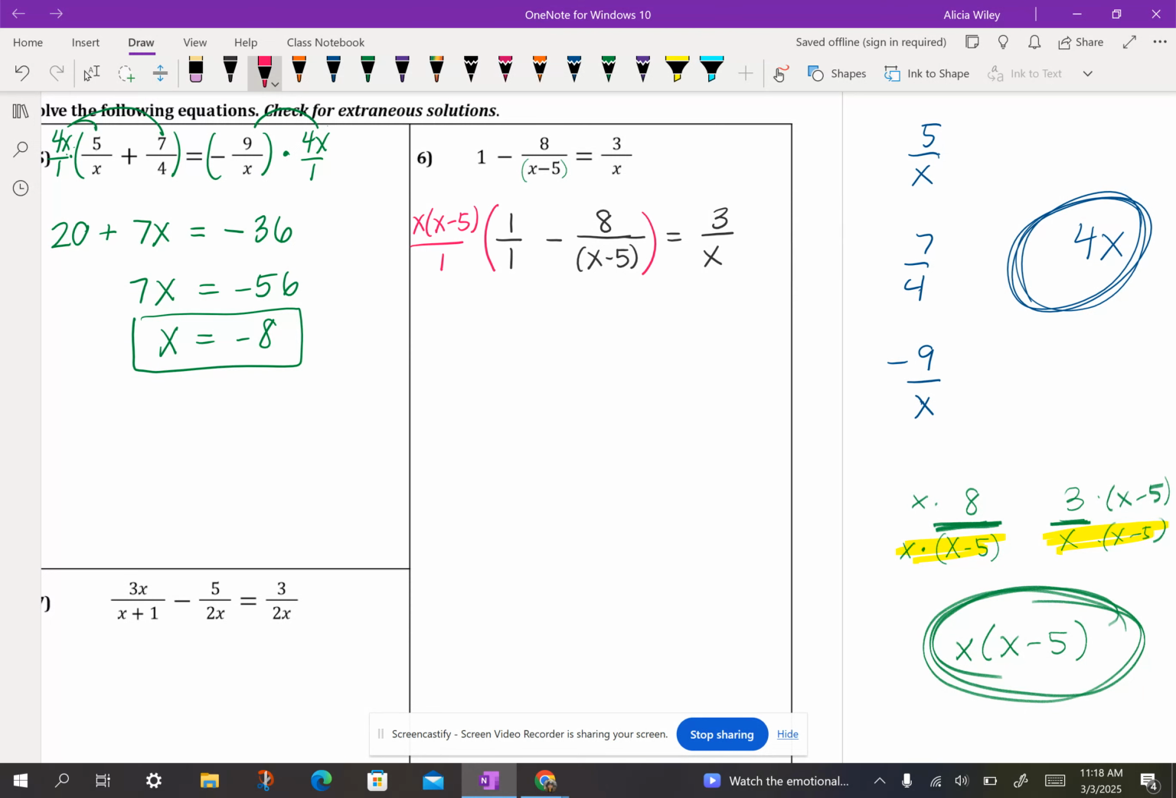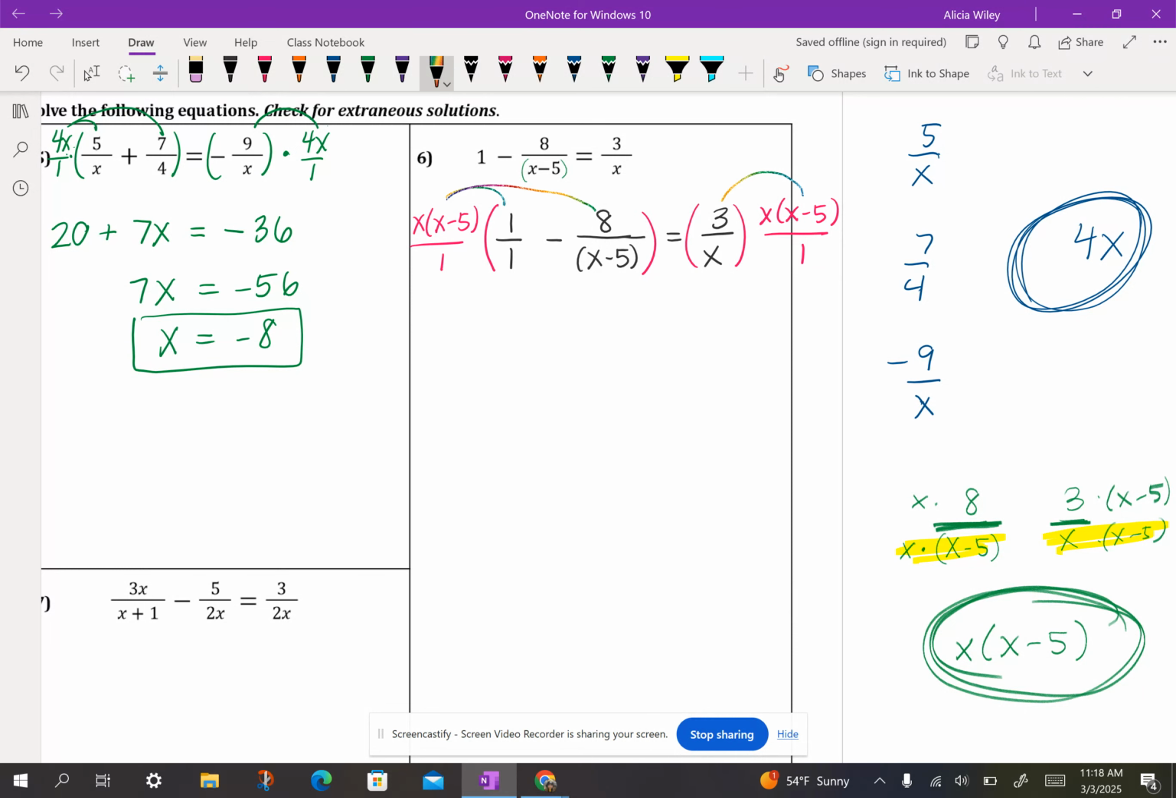I like to write it over 1. I don't know, it just helps my visuals to see what's at the top and what's at the bottom. And then I'm going to multiply the other side by the same thing. Okay, so that's what we have. What we're going to be doing is distributing that here, and we're also going to distribute it here.